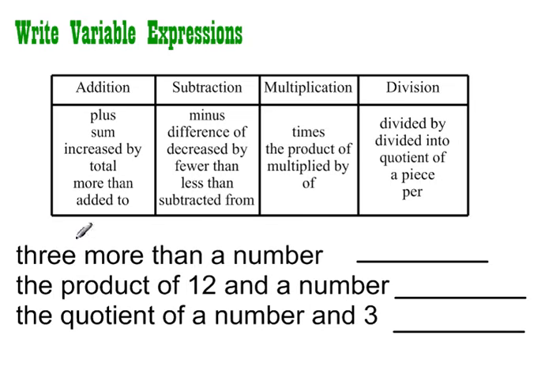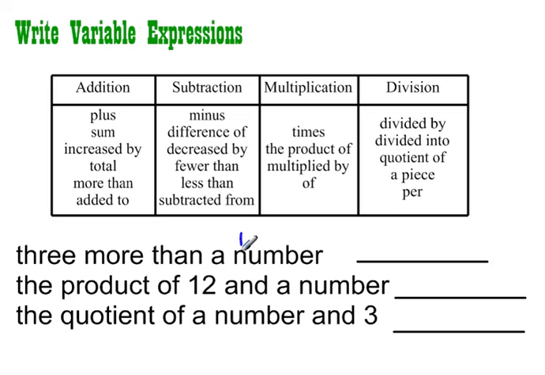An example of what you might be asked to do is to write a variable expression for this word expression, or this verbal expression. So for the expression 3 more than a number, if I'm going to write this with variables, I'm being asked to translate this using these keywords and a variable. So 3 more than a number. Well, since they didn't tell me what number, I'm going to use a variable.